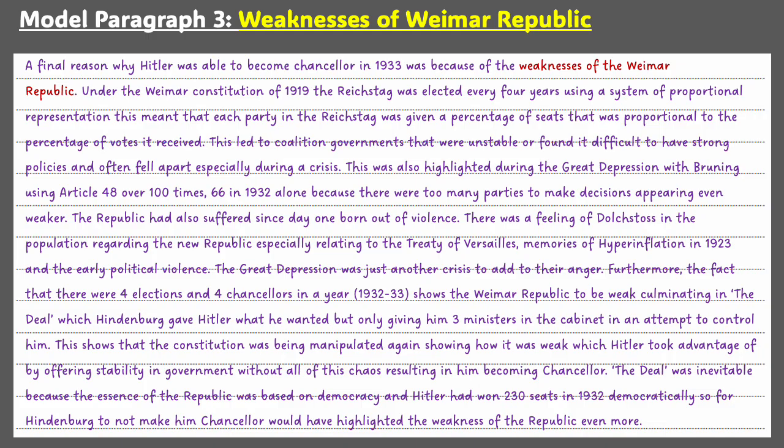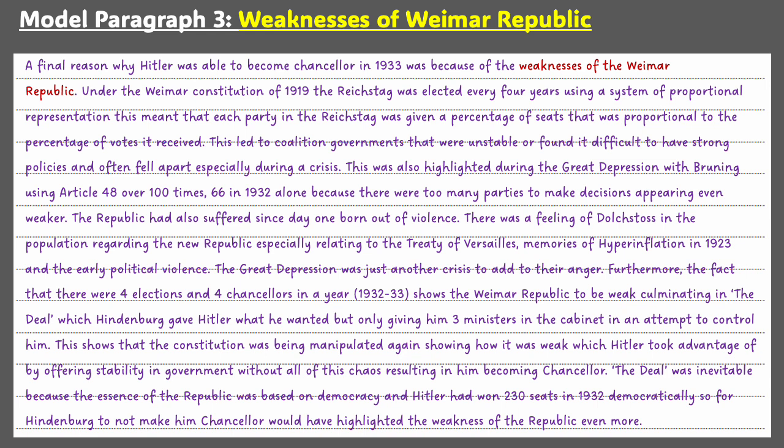Now, I've got a bit of analysis here as well that I'll throw in at the end of this paragraph. The deal was inevitable because the essence of the Republic was based on democracy, allegedly, and Hitler had won 230 seats in 1932 democratically, so Hindenburg really didn't have a choice. Just the fact that they tried to do it through some sort of shifty means gives you an idea about how weak this Republic actually was.